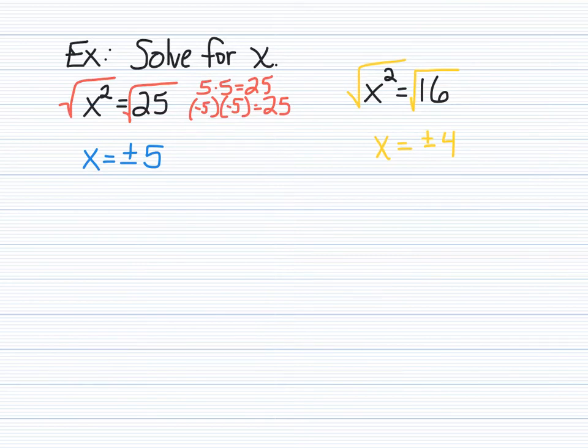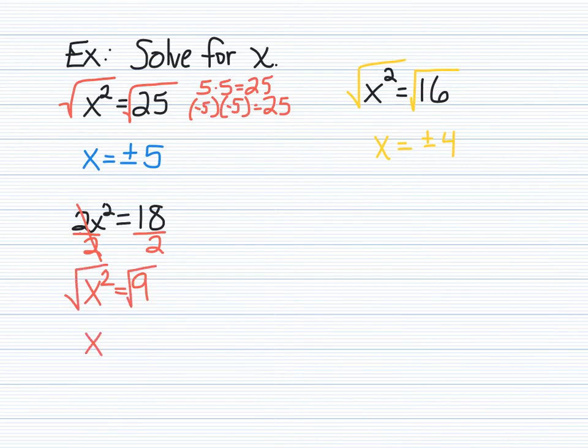Okay, now these could get a little bit more complicated. If we had like 2x squared equals 18. The whole thing isn't being squared, only the x is. So first we have to undo this multiplication here. To undo multiplying, I'm going to divide both sides by 2. So now I have x squared equals 9. Now I can take the square root, and then x equals plus and minus 3.